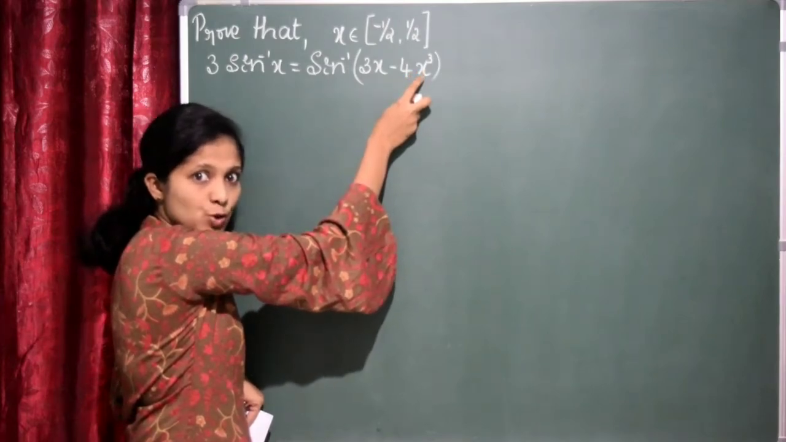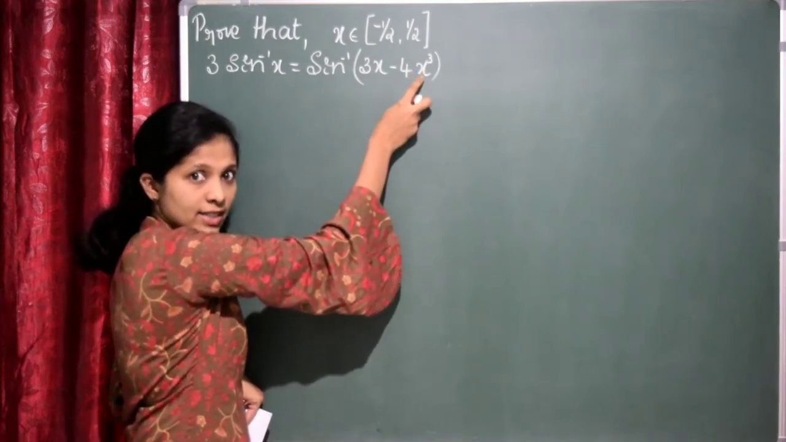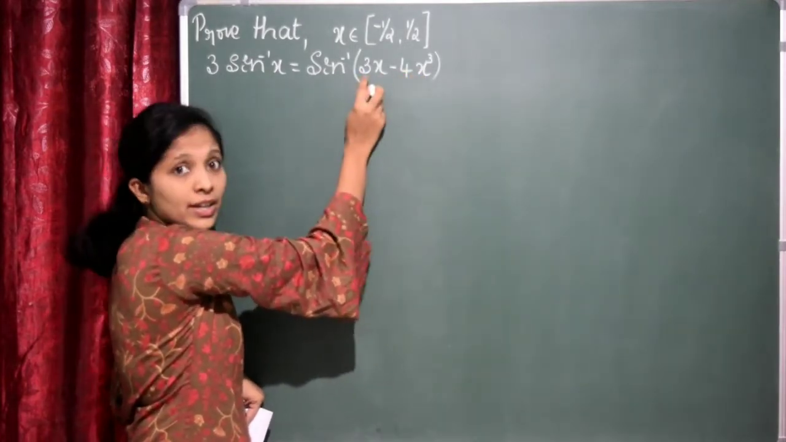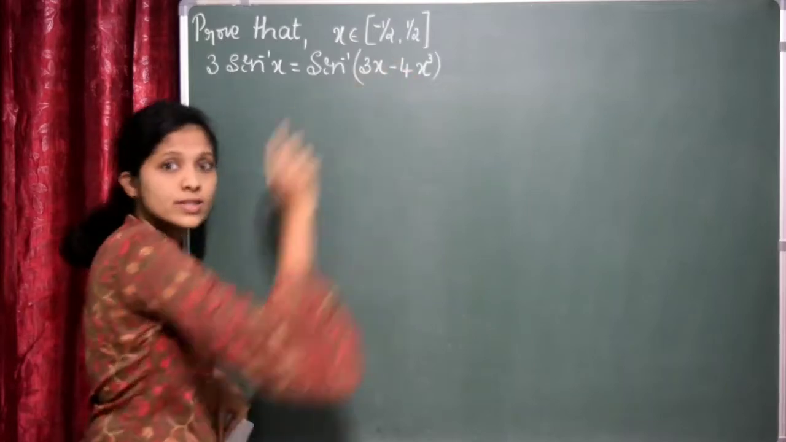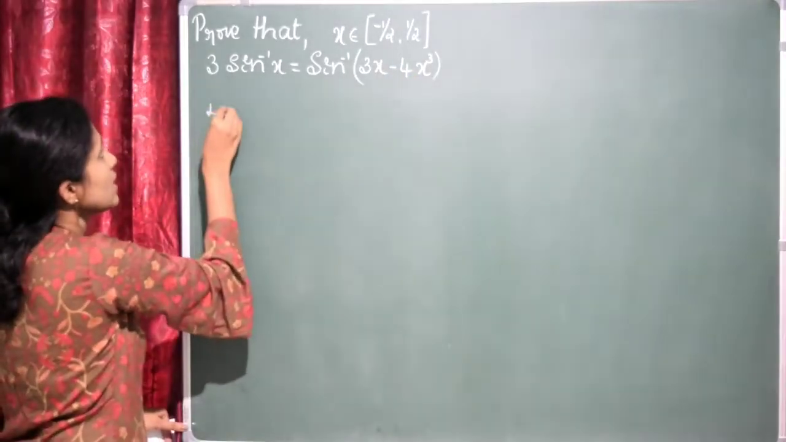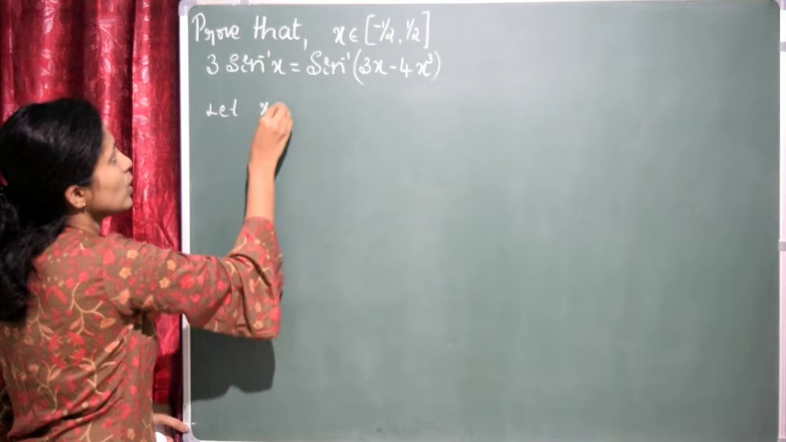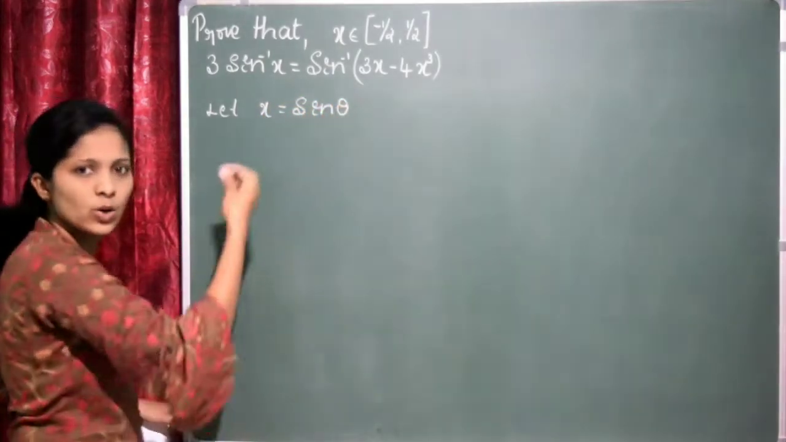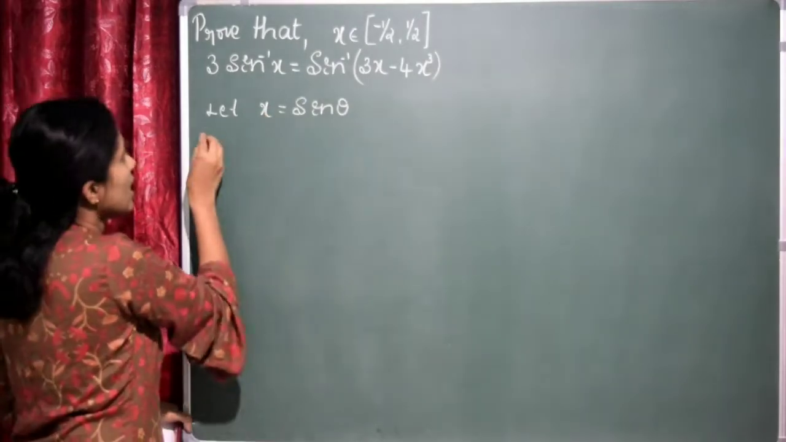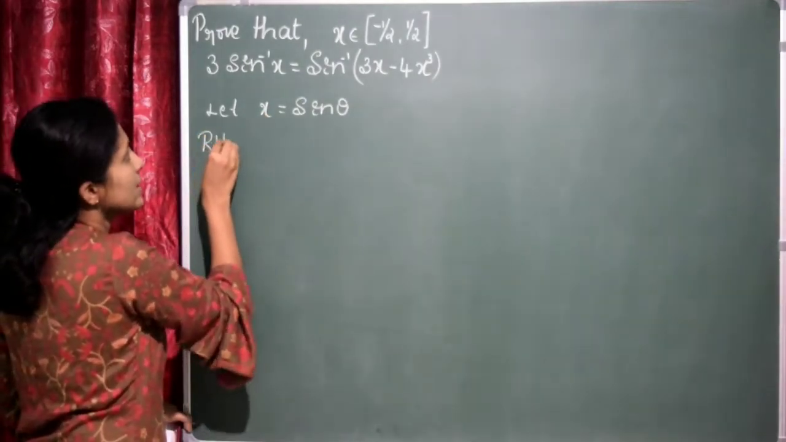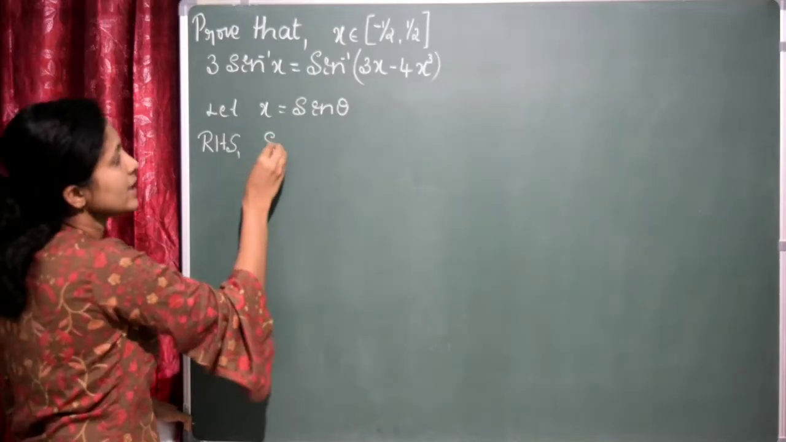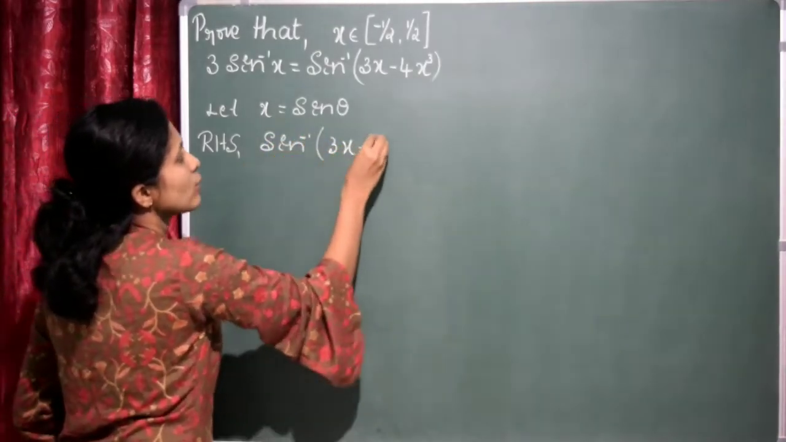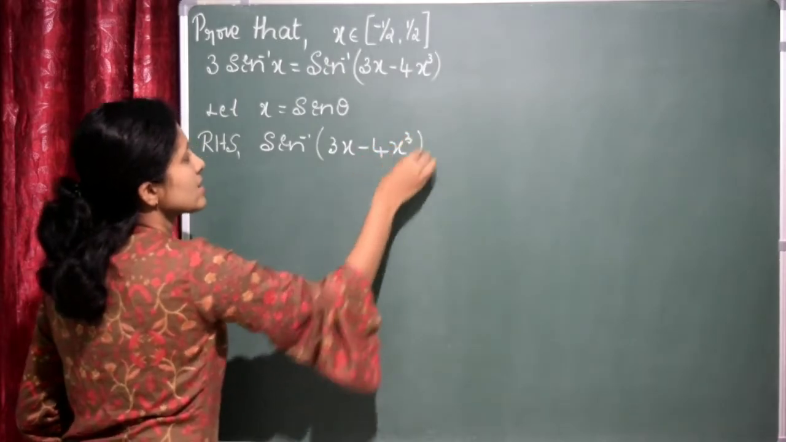I can give the substitution as x is equal to sin theta. Is it clear? Here you can see 3x minus 4x cube; you can write 3 sin x minus 4 sin cube x. So first we'll let x is equal to sin theta. You can consider the angle as sin theta or sin A. Now I'll consider the right hand side, which is sin inverse of 3x minus 4x cube.